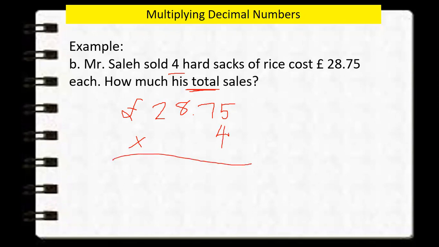So start from here as normal multiplication. 4 times 5 is 20. Carry 2. 4 times 7 is 28 plus 2 is 30. Carry 3. 4 times 8 is 32 plus 3 is 35. Carry 3. 4 times 2 is 8 plus 3 is 11. Now let's count how many decimal places. 1 and 2. So there are 2 digits after the decimal point. Then we will count also here, 1 and 2. So the answer is 115 pounds. All right?